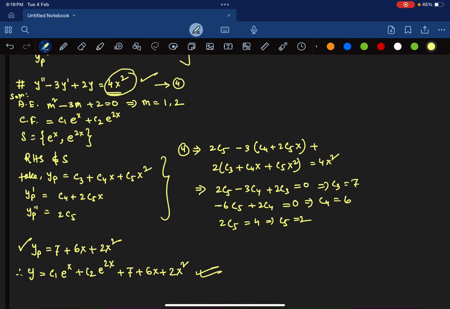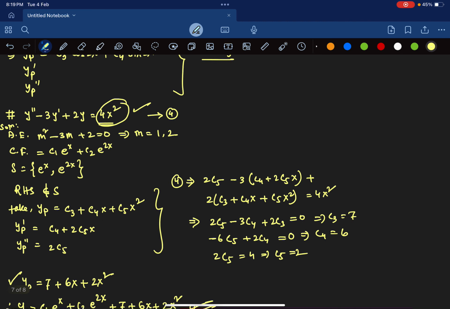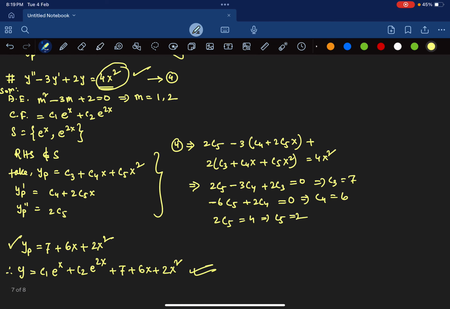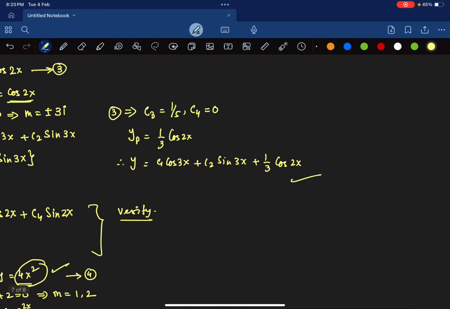Okay. Now this is one type. Another type is there. Whatever terms we have in the right hand side, they are not present in the solution set. This is one particular type we have considered so far. Now suppose there are situations where the right hand side terms are present in the solution set. In that case, how to deal? Let me write that type of question.